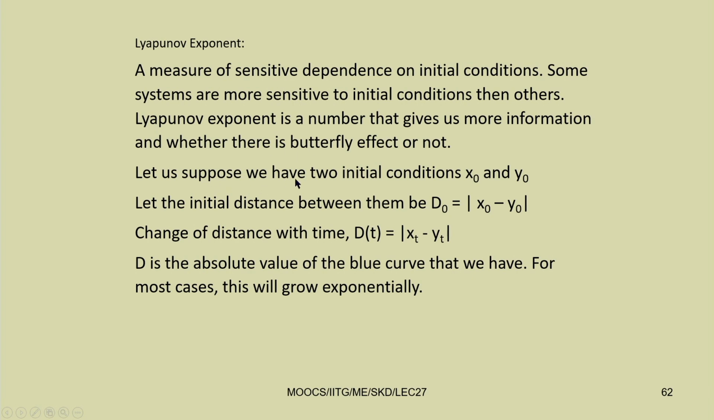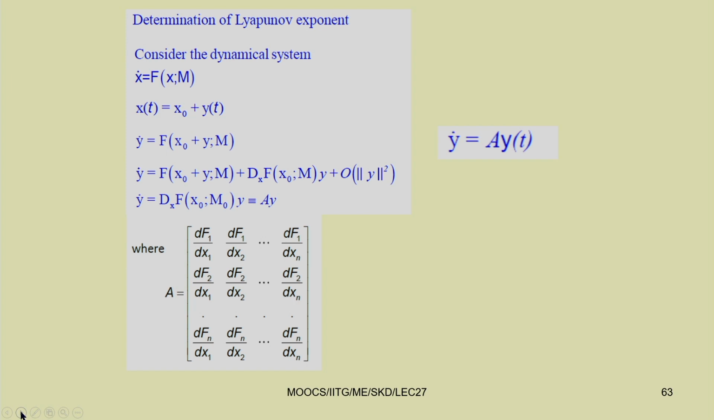So, let us suppose we have two initial conditions x0 and y0, and let the initial distance between them be d0. So, d0 is the initial difference between them, that is x0 minus y0. Let us see the change of the distance with time. At time t, let the difference be xt minus yt. So, d is the absolute value of this, and it will grow. In most of the cases it will grow exponentially. We will see how the separation behaves in case of different attractors. So, how will we determine this Lyapunov exponent?